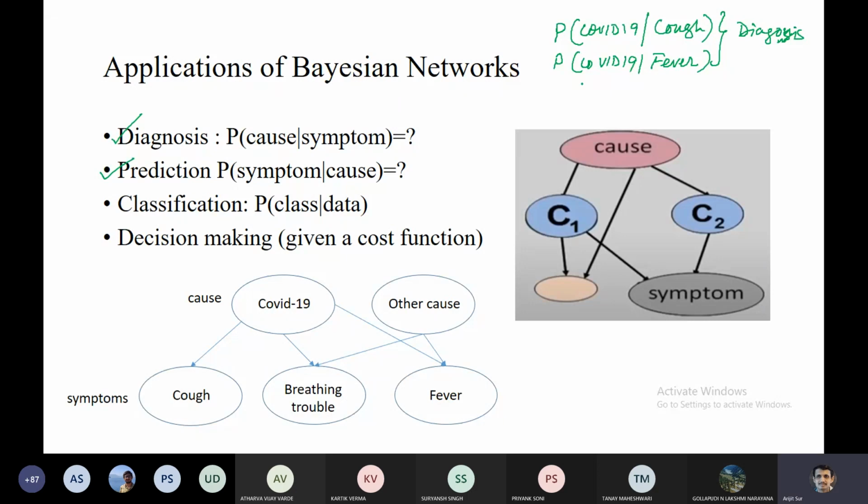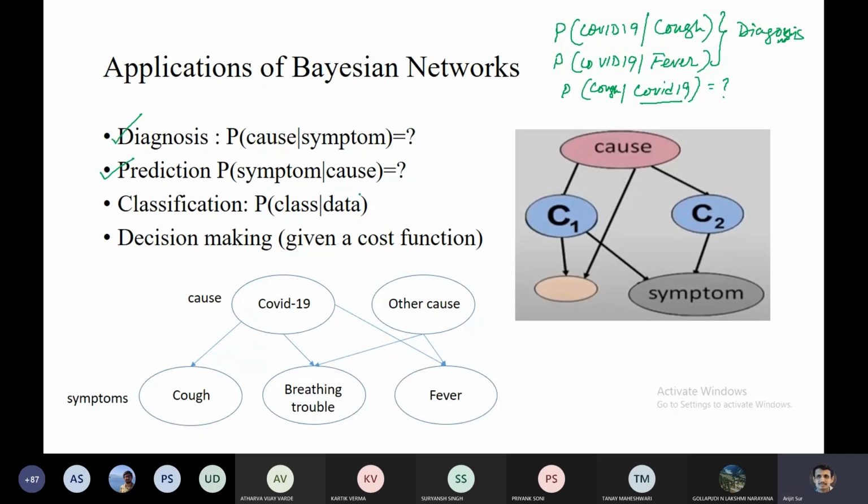Now, given the cause that we have COVID-19, what is the probability that you got a cough? This is called prediction: you have COVID-19, are you going to get these symptoms? It may not always be true. So this is prediction. Another thing is classification.